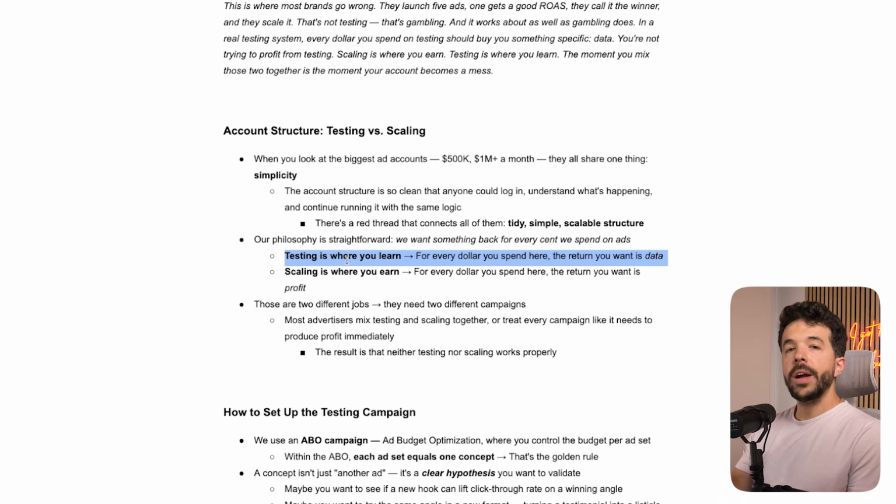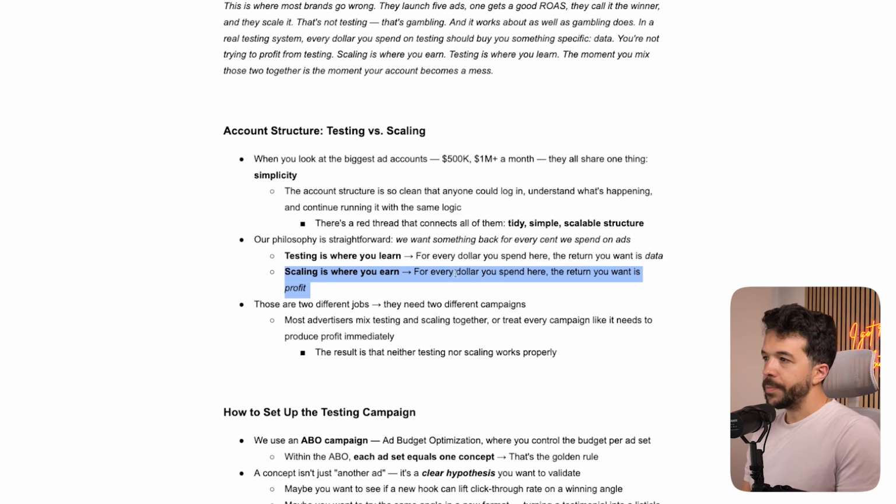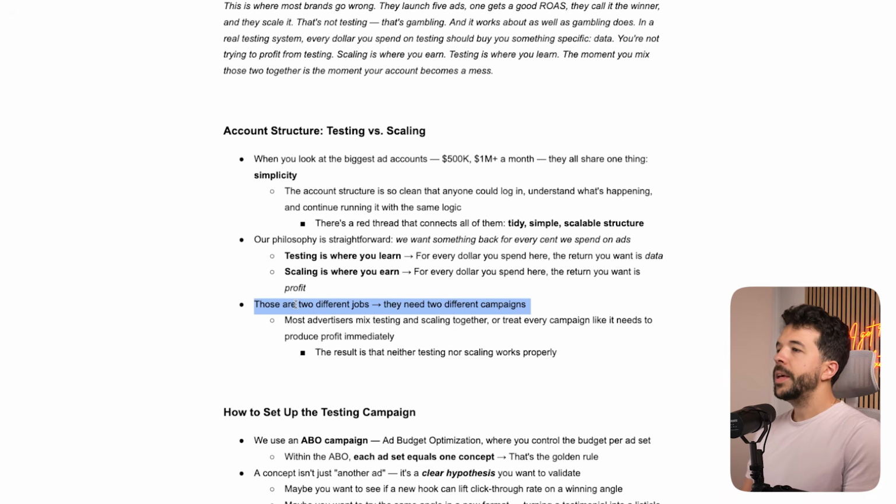But if we don't get it, and we get enough data, and we get the right data, we're happy with it. The scaling campaign is where we earn. For every dollar you spend here, the return we want is profit. And these are the two jobs, and they're very different. They need two different campaigns for that.